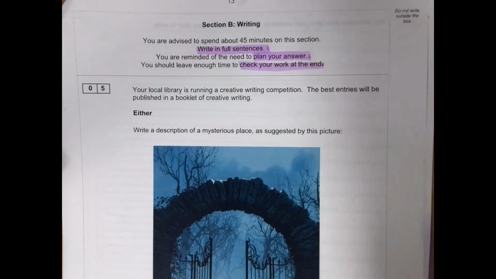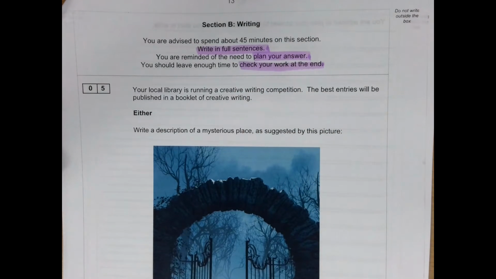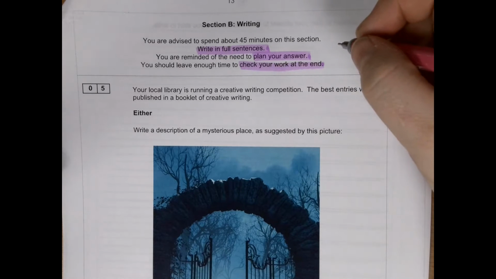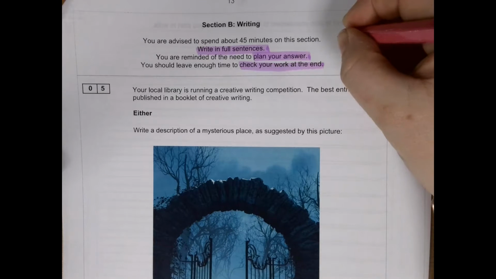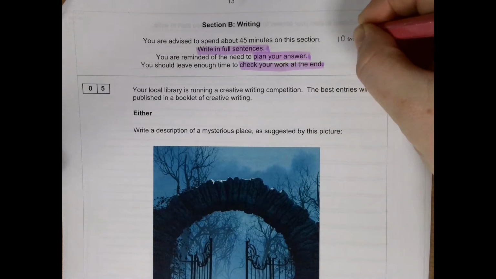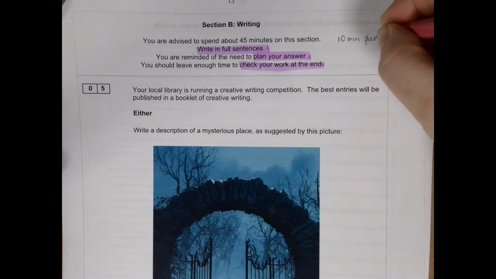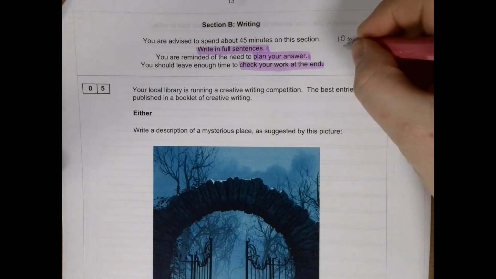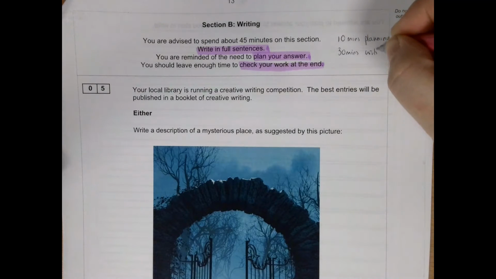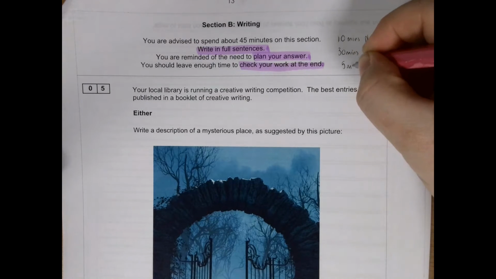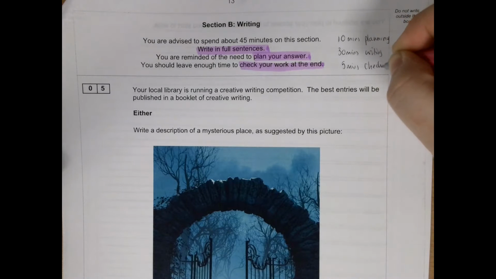So you want to make sure that you've got approximately 5 minutes left at the end just to check for any obvious errors. This is essentially how I would suggest you break down your 45 minutes. I would suggest that you spend up to 10 minutes planning, 30 minutes writing, and then 5 minutes checking at the end.